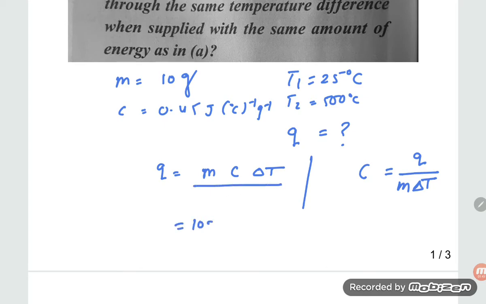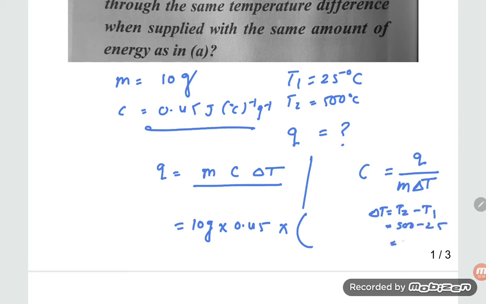Mass they have given, student, 10 gram. The specific heat capacity they have given is 0.45. And for temperature, delta T means T2 minus T1. Delta T is 500 minus 25. So how much is that coming, student? 500 minus 25 is 475. Now you solve it out, how much the value is coming.